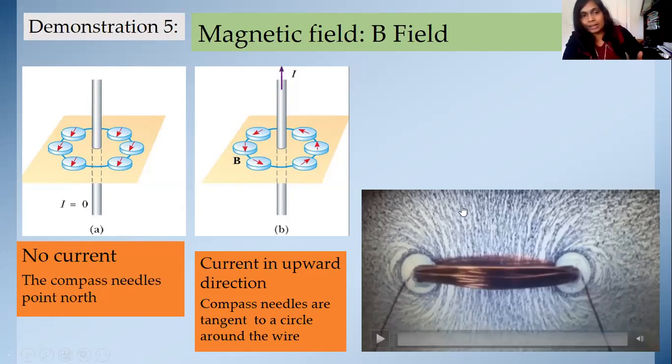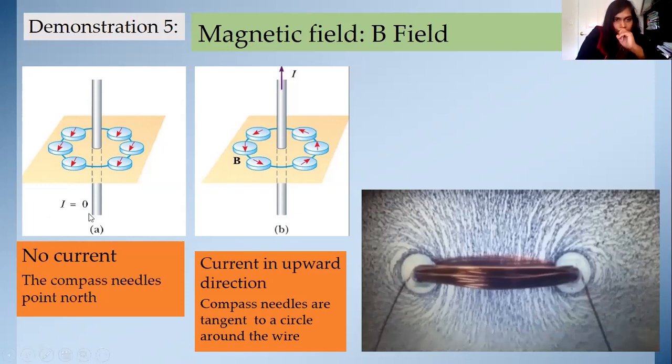Now, when we have a current carrying wire, look at this picture. This is a wire. In the picture you can't see it, but it is connected to a battery. Here the current is not going through because, let's say, the switch is open. So there's no current going through it, I equals 0. Now there are a bunch of compasses pointing towards one direction. That's the Earth's geographical North Pole, right? So with no current, the compass needles point to the geographical North Pole of the Earth.